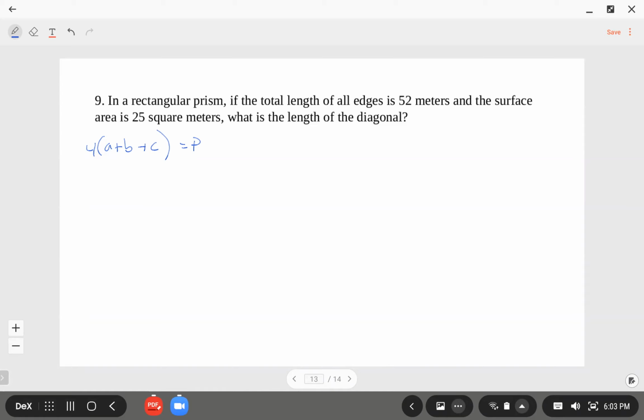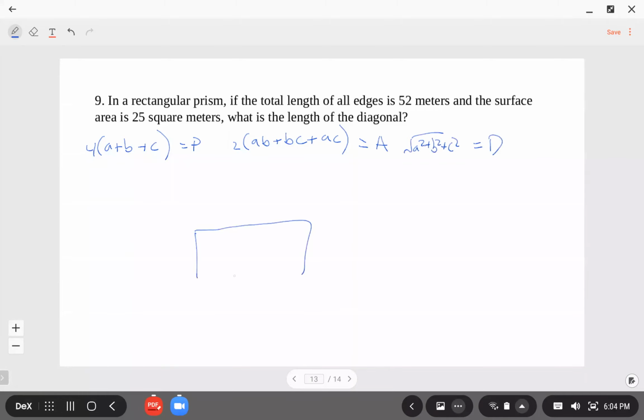And what's the surface area? It's 2 times (ab plus bc plus ac). That's going to be denoted as A. What is D? What is the length of the diagonal? The length of the diagonal is going to be the square root of a squared plus b squared plus c squared. That equals D.